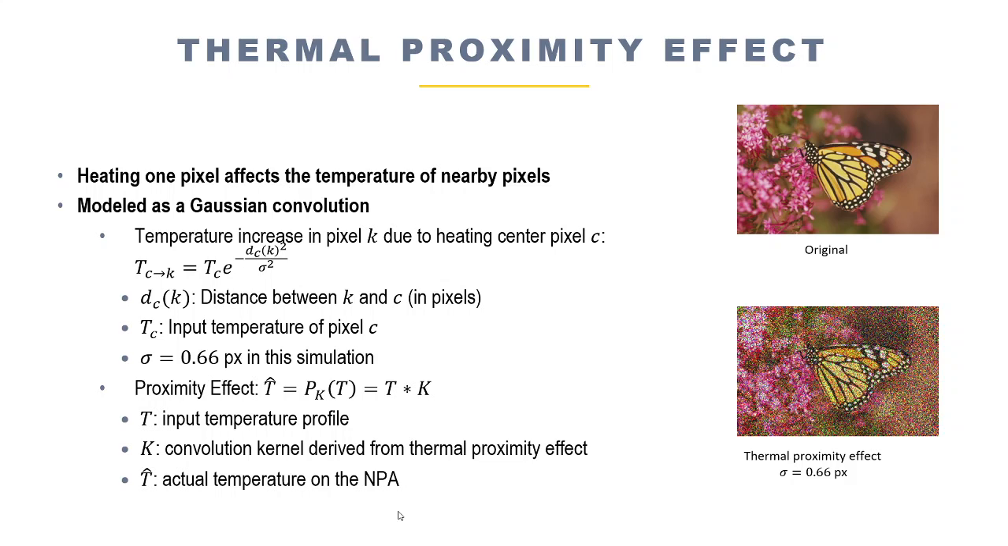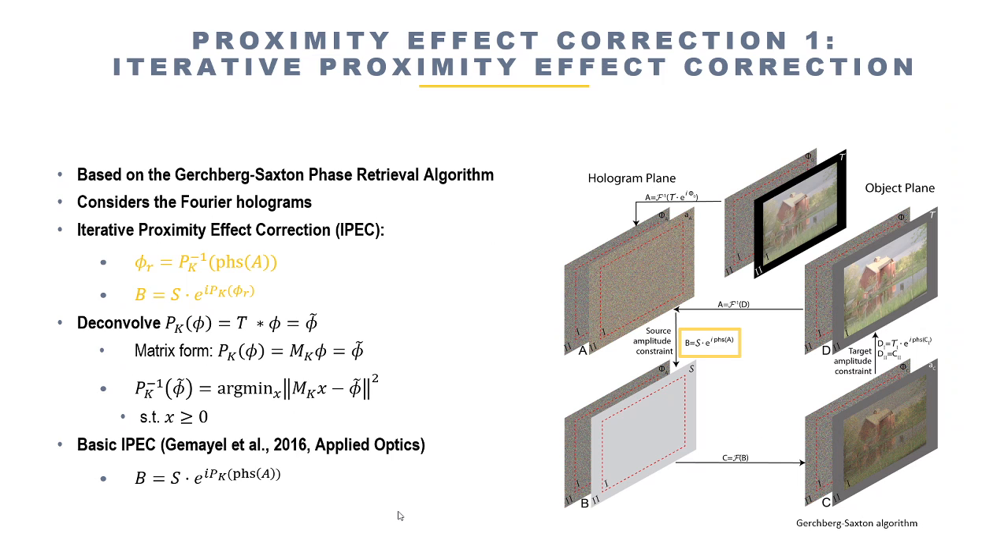The thermal proximity effect negatively impacts the phase modulation accuracy, degrading the quality of the formed imagery. It is therefore necessary to perform proximity effect correction, or PEC. We propose two PEC methods. The first is the iterative proximity effect correction, or IPEC. It is based on the well-known Gerchberg-Saxton algorithm.